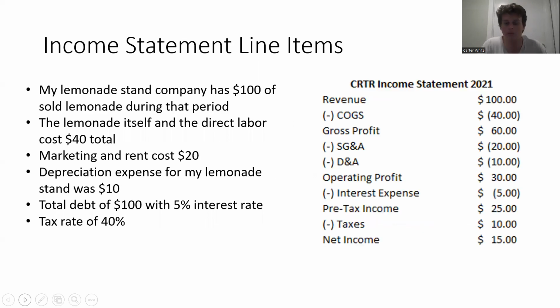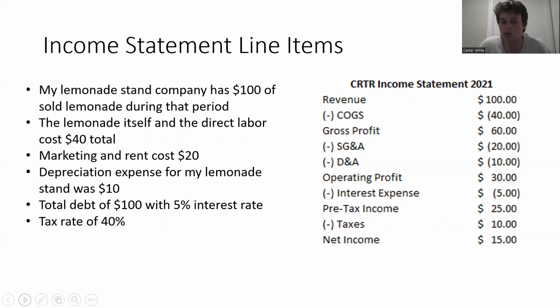So income statement line items. This is an example of an income statement in the way that it looks. So you start out with your revenue here. I say my lemonade stand company has $100 of sold lemonade during that period. So it's important to note it is during that period where you're actually selling the lemonade. So it's $100 there. The lemonade itself and the direct labor cost $40 total. So those are direct costs associated with producing that revenue. So those are cost of goods sold.